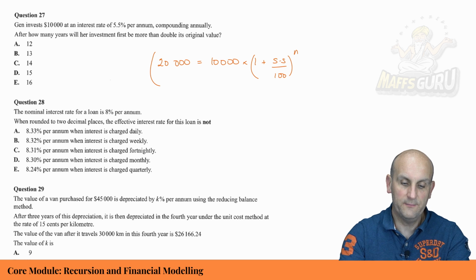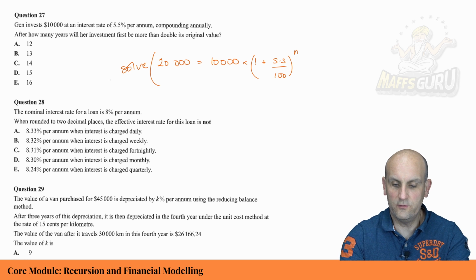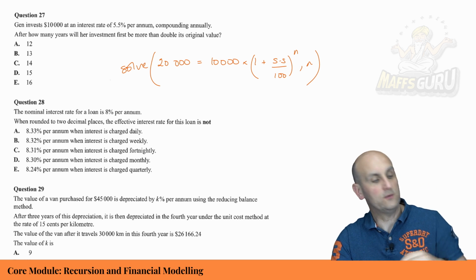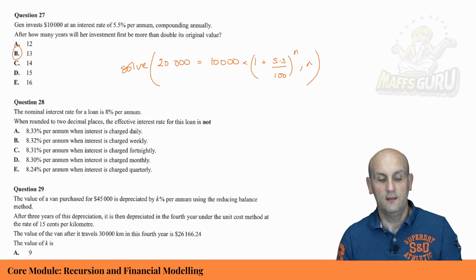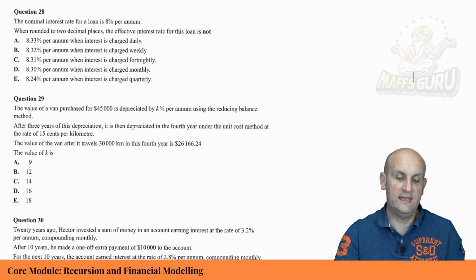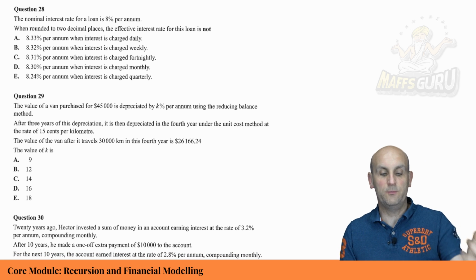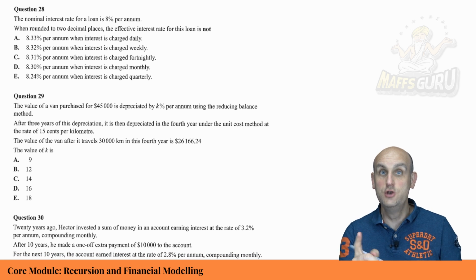How do I do this? Bang it in my calculator, go solve, comma, n, and out comes the fabulous value of 13. Nominal interest rate for a loan is 8% per annum. When rounded to 2 decimal places, the effective interest rate for this loan is 0.